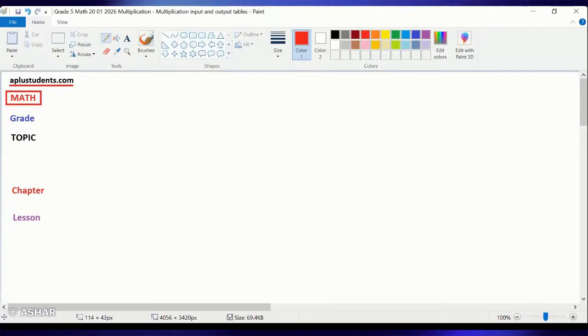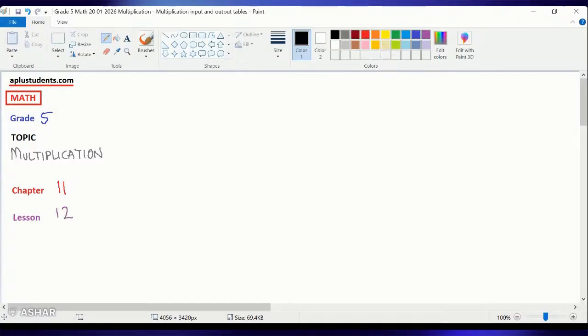The grade is grade 5. The name of the topic is multiplication. We will be studying rules of multiplication today. The chapter number is 11 and the lesson number is 12. So chapter number 11 and the lesson number is 12.